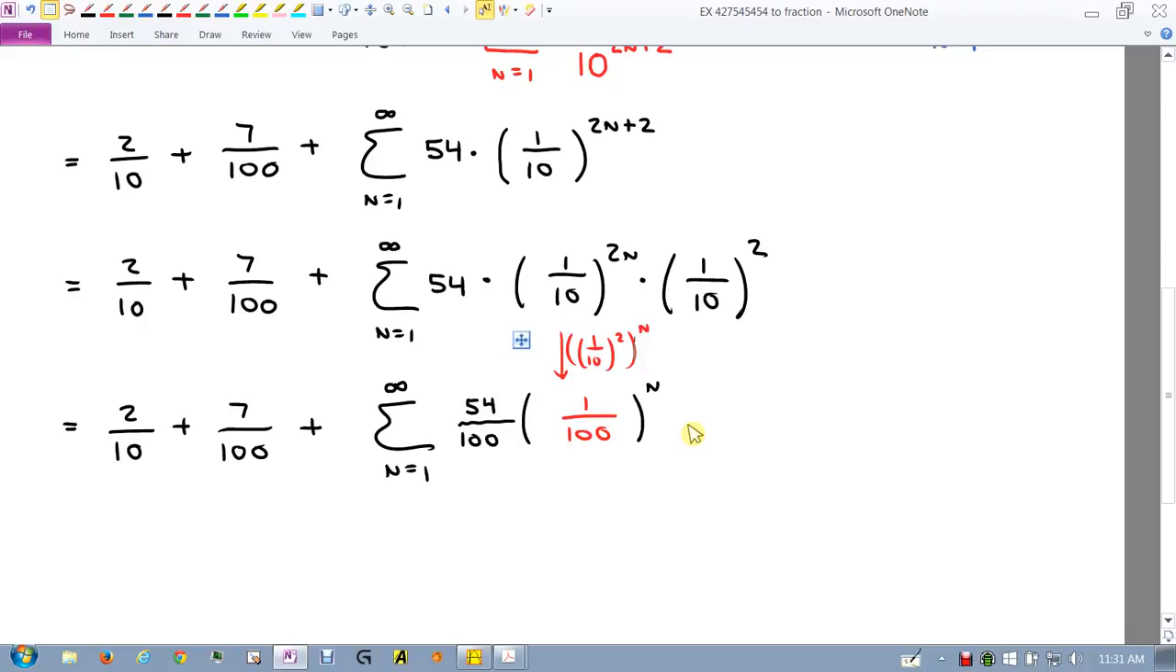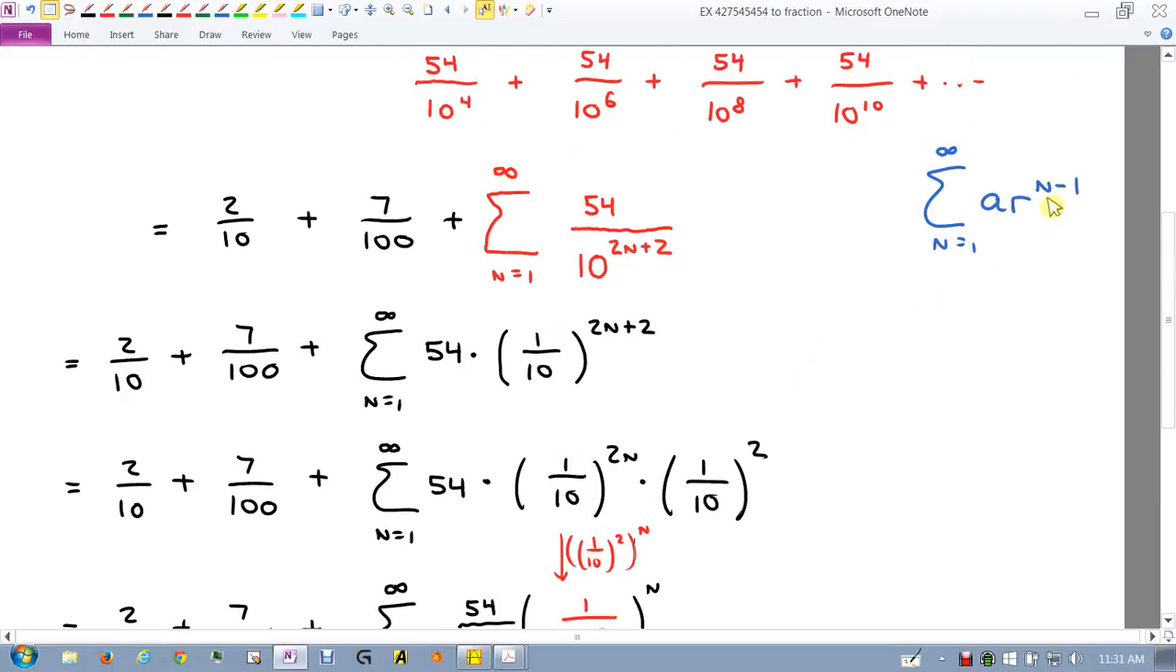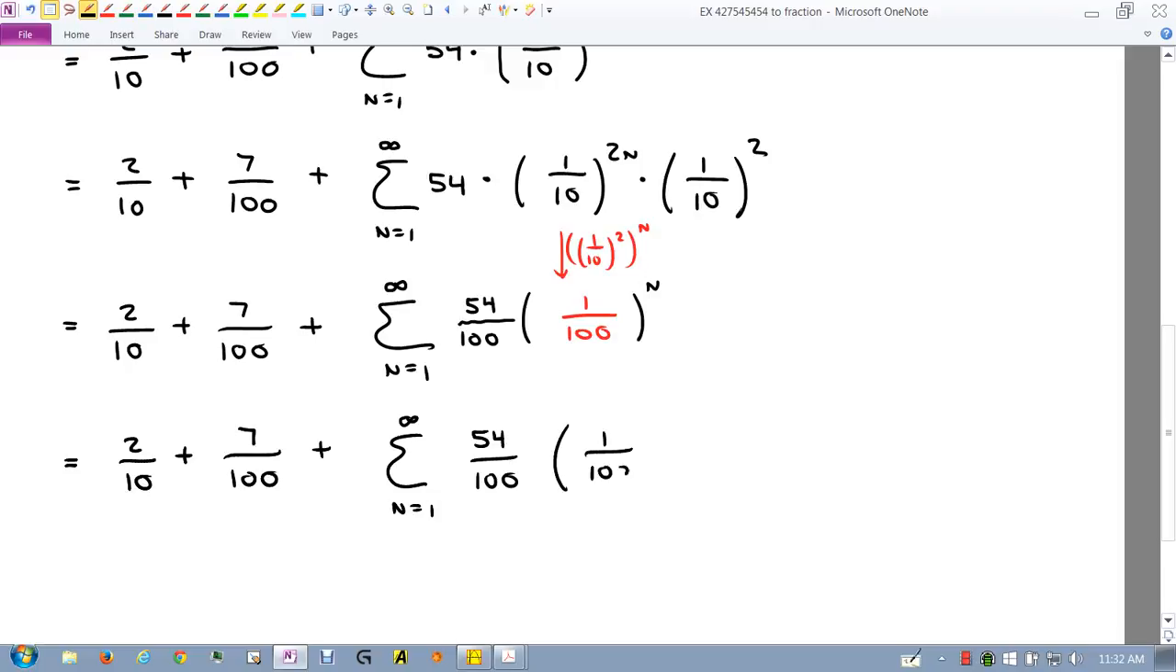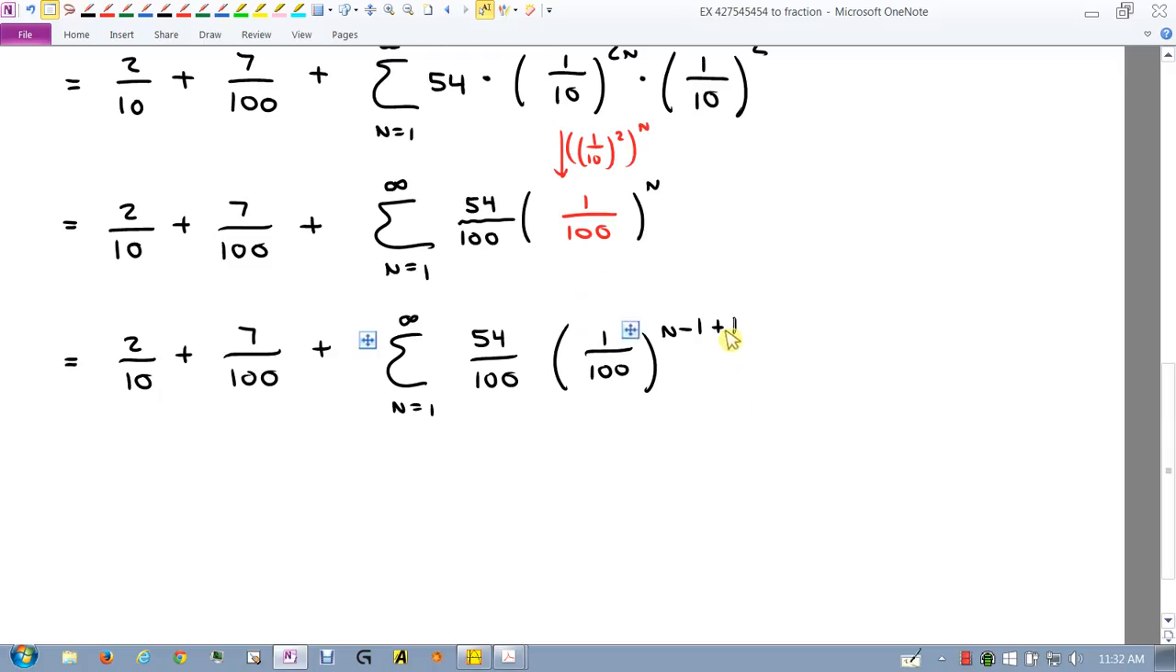Now does it look geometric? Almost. What do we need? n minus 1. So if I don't have minus 1 here, how do I make it a minus 1? Minus 1 plus 1. So I'm going to come in here and add and subtract at the same time. I have 54 over 100 here. I have 1/100th to the n minus 1 plus 1. I'm about to erase this plus 1. I just want you to see what I'm doing. Everyone see what I'm doing? n is the same as n minus 1 plus 1.